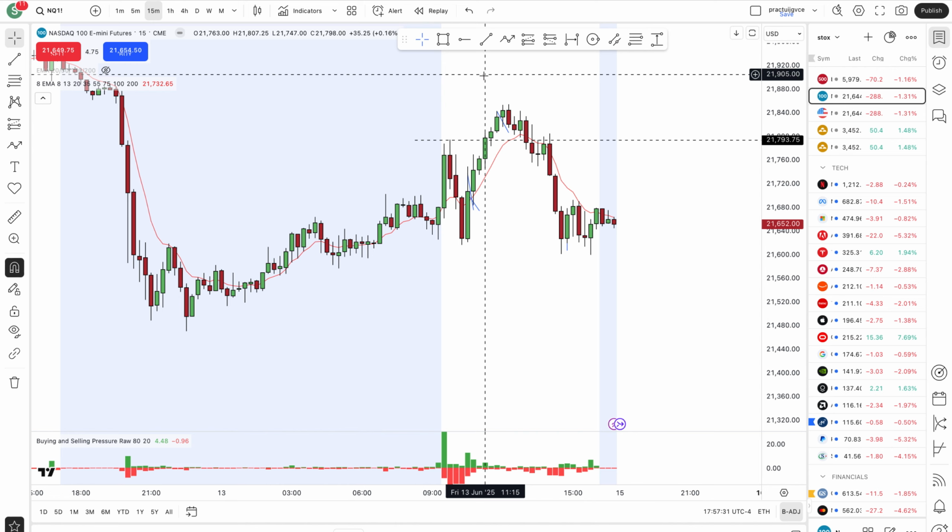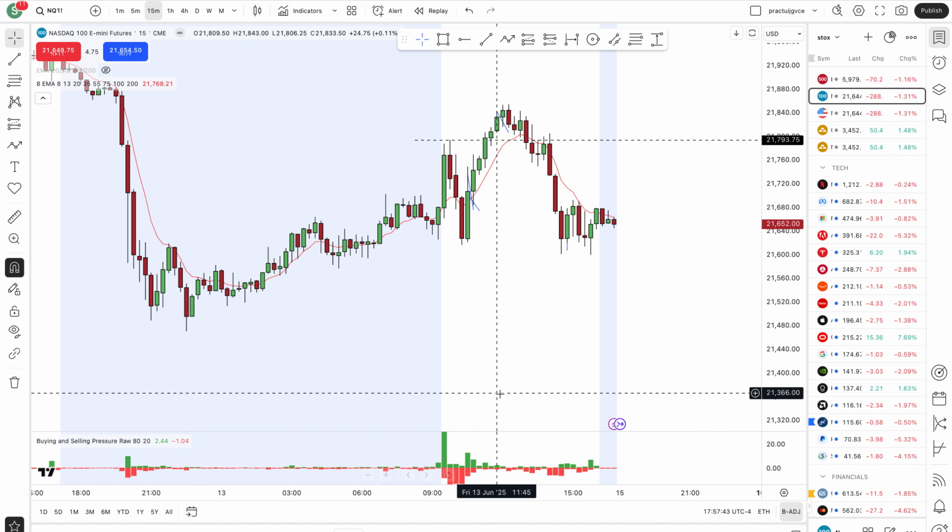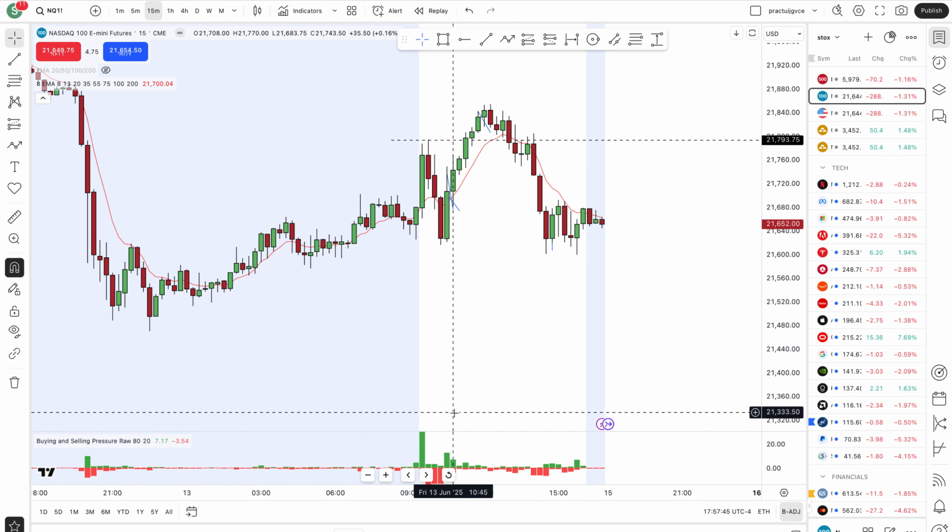The other thing I forgot to mention is on the break of the flag, or the break of the wedge, you want it to be a strong candle, not some little weak candle. You want a nice strong break, and you want some increased volume and a close. This last part's just preference.